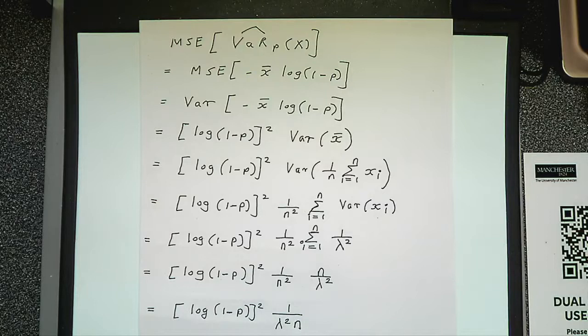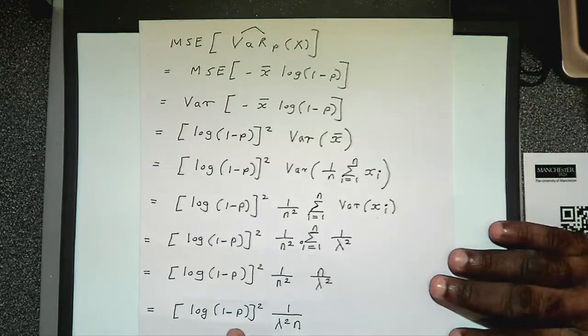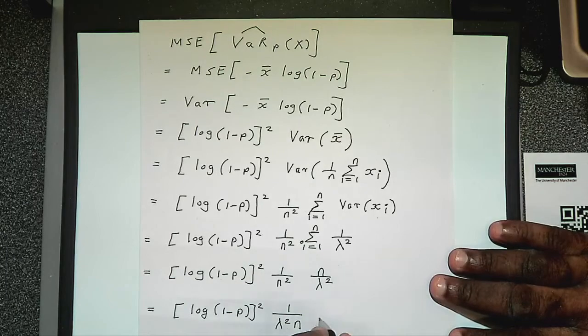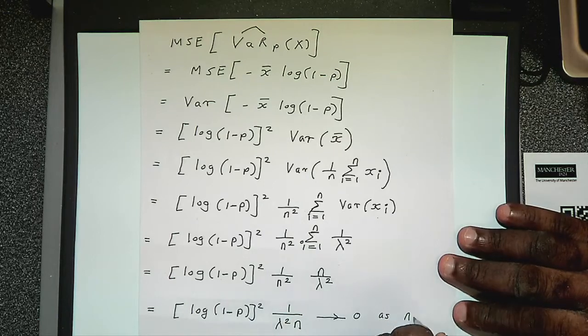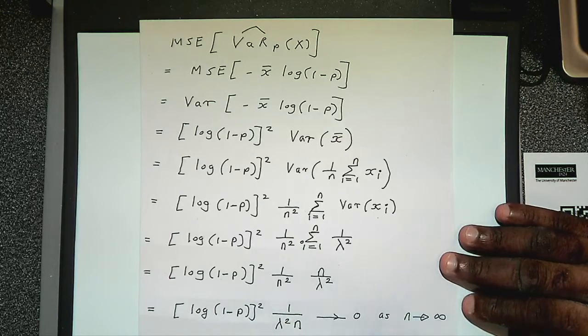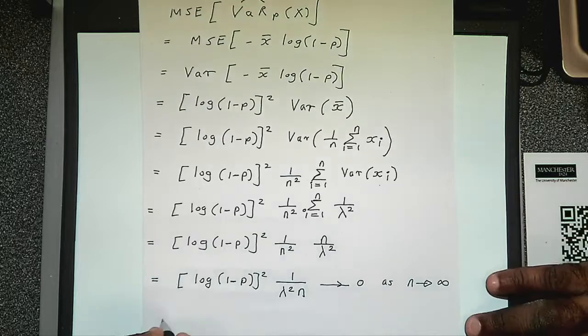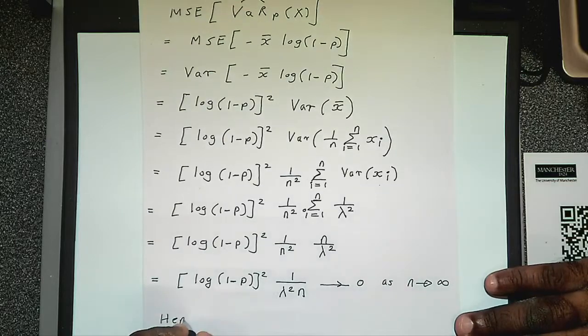This is the formula for the MSE of the estimator. Now, as n approaches infinity, p being a constant and lambda squared being a constant, this clearly approaches 0 as n goes to infinity. So hence, the estimator for var is consistent.